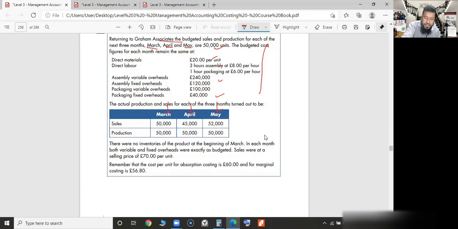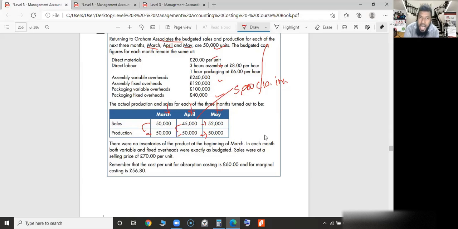Sales are different. You produced 50, you sold 50, so there was no opening and closing inventory, wasn't it? In the month of March, absorption costing and marginal costing are the same. In April, you produced 50, but you sold 45. How much is left? 5 is left in the inventory. That is your closing inventory. Do remember that the closing inventory for April is the opening inventory for May. Yes, the answer is yes. So in May, what is happening? You produced 50 and sold 52.